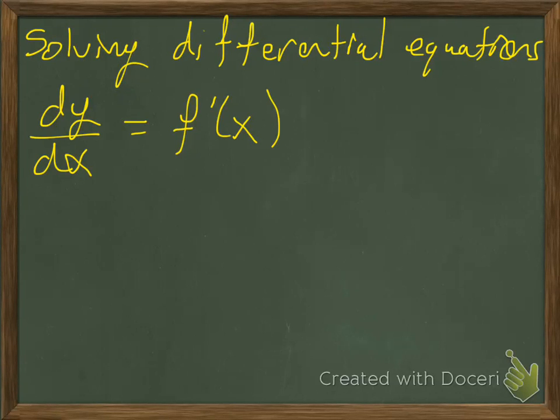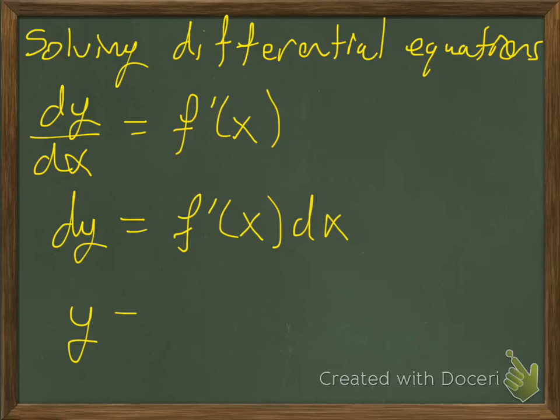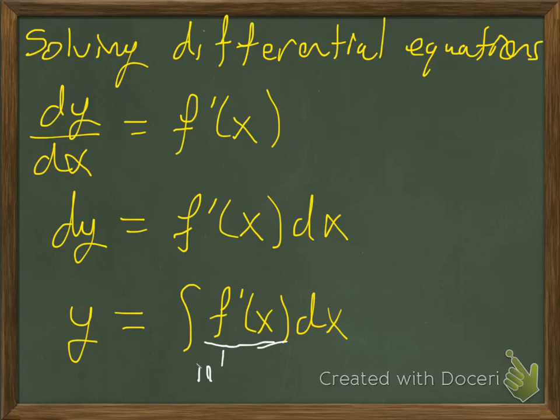Okay, some Calc 1 examples of solving some differential equations. So if we have the derivative dy/dx is equal to f prime of x, we'll rewrite it in differential form. So dy is equal to f prime of x dx. And the solution to this is y equals, and we have that little S there for the integral sign, the integral of f prime of x dx. The f prime of x is called the integrand.